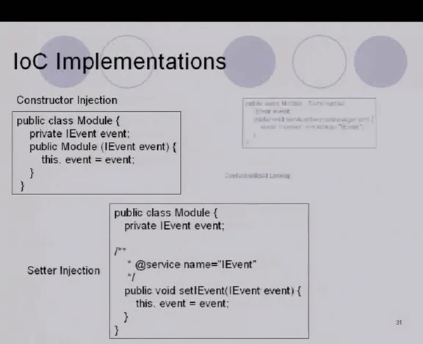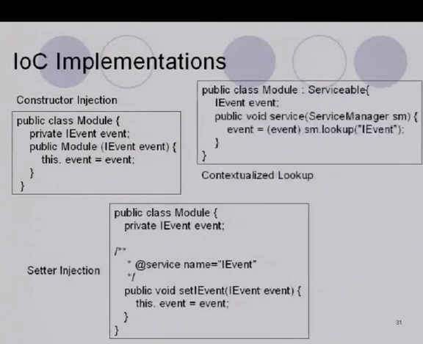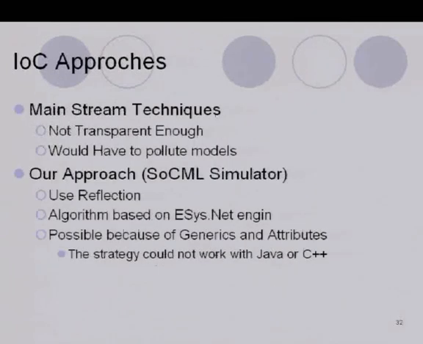Traditional ways of implementing inversion of control were not good either for us because they were not transparent enough. So we basically use reflection techniques. And the techniques that we're using, because of the generics and the attribute programming, we could not have done in Java, okay, neither C++. So this is why we're using the .NET platform, because we don't know of any other environment which is statically typed, which we could do this with.